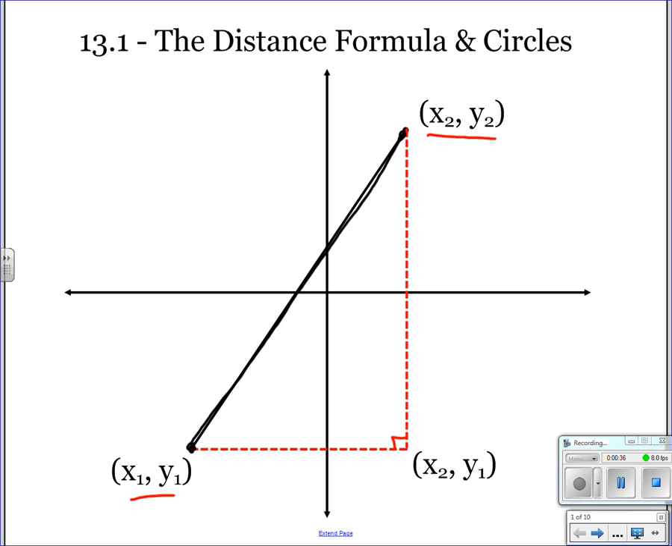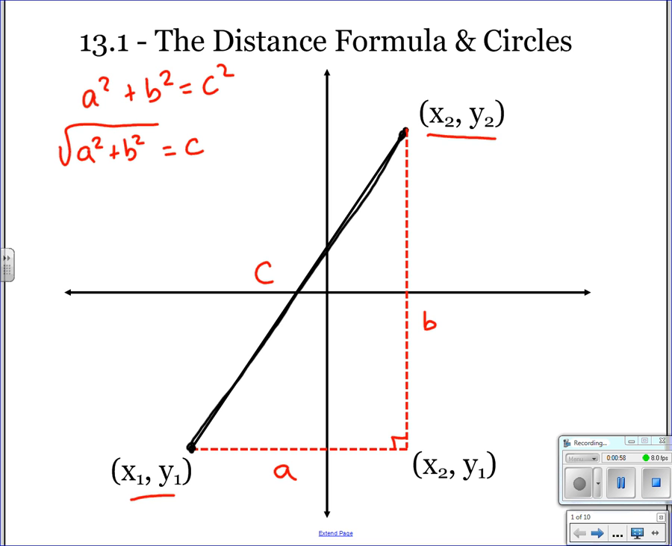So we're going to use our Pythagorean theorem. We're going to use the idea that that's A, that's B, and then our hypotenuse is C. So A squared plus B squared is going to equal C squared. I'm just going to be looking for C, so I'm going to take the square root of A squared plus B squared to get C.